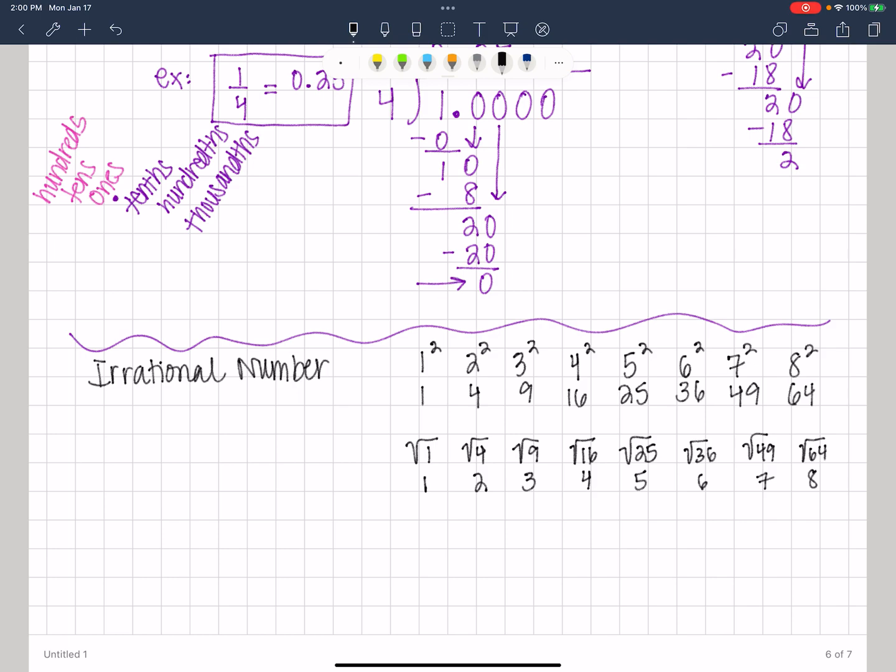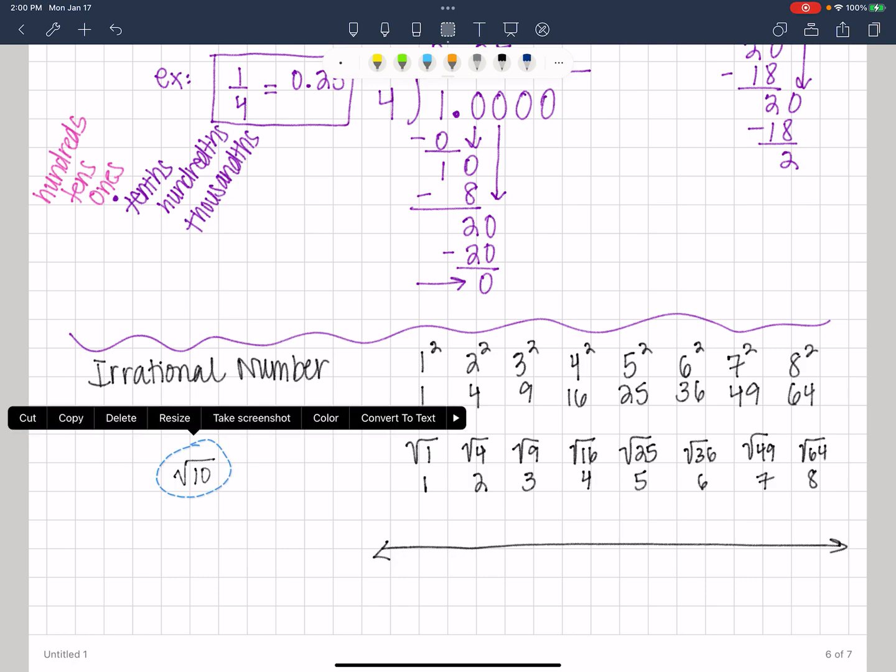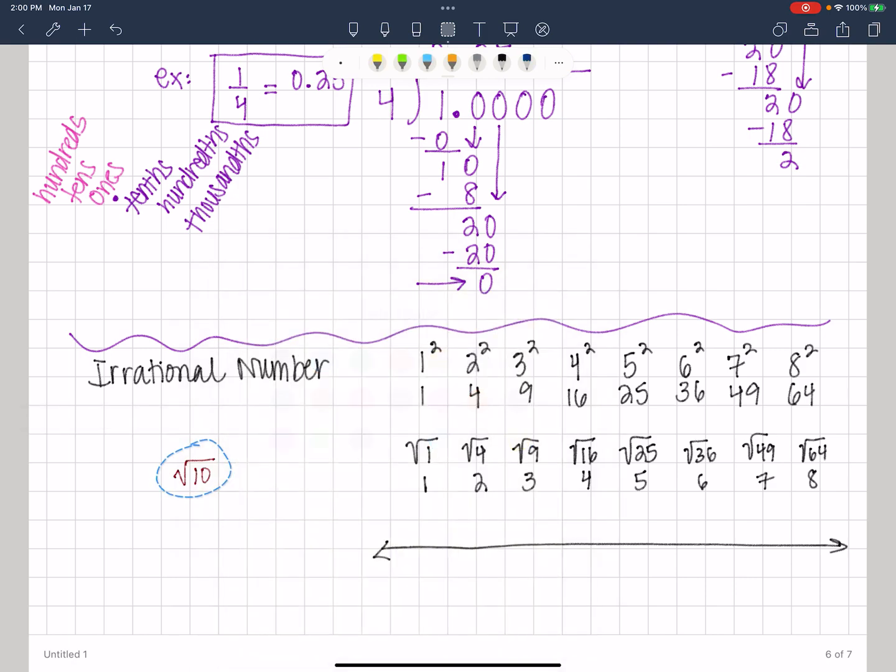If I have an irrational number, let's say the square root of 10, where would I plot that on a number line? The square root of 10. Well, first I have to say, where is the square root of 10? I'm going to resize this and change its color so it's noticeable.